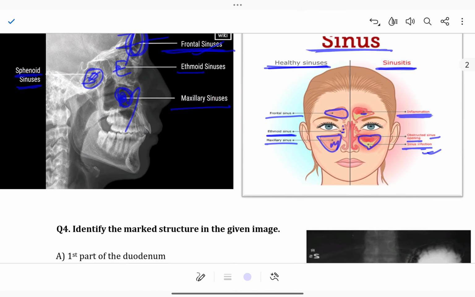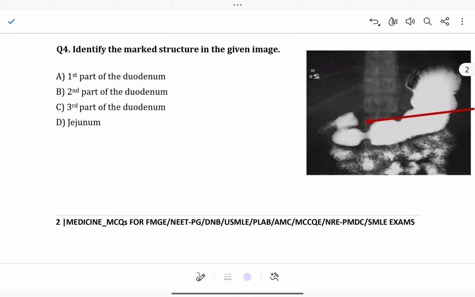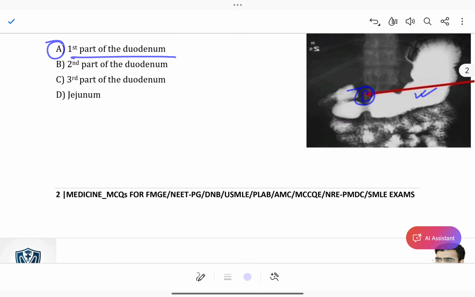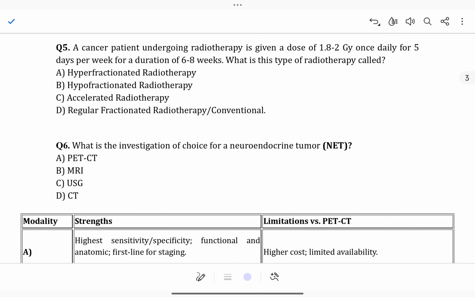I have already answered question three. Come to question four. Identify the marked structure in the given image. There is already a marking. So what is the marked structure? This is the first part of the duodenum. Okay, come to question number 5.